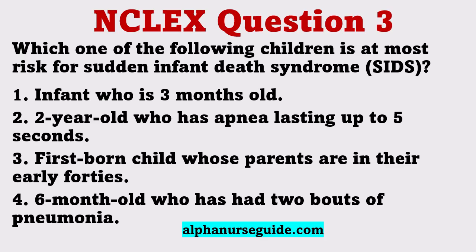The highest incidence of SIDS occurs in infants between ages 2 and 4 months. About 90% of SIDS occurs before the age of 6 months. Apnea lasting longer than 20 seconds has also been associated with a higher incidence of SIDS. SIDS occurs with higher frequency in families where a child in the family has already died of SIDS, but the age of the parents has not been shown to contribute to SIDS. A respiratory infection such as pneumonia has not been shown to cause a higher incidence of SIDS.